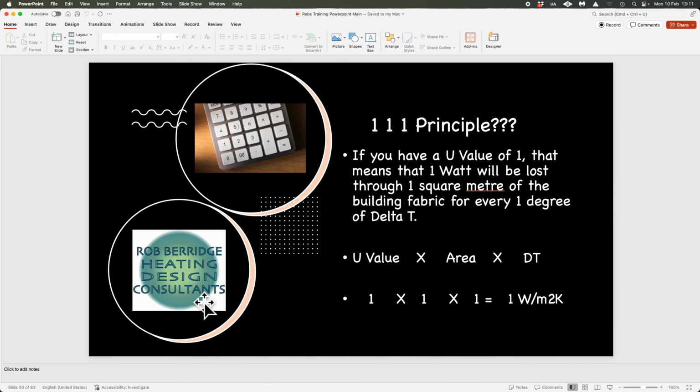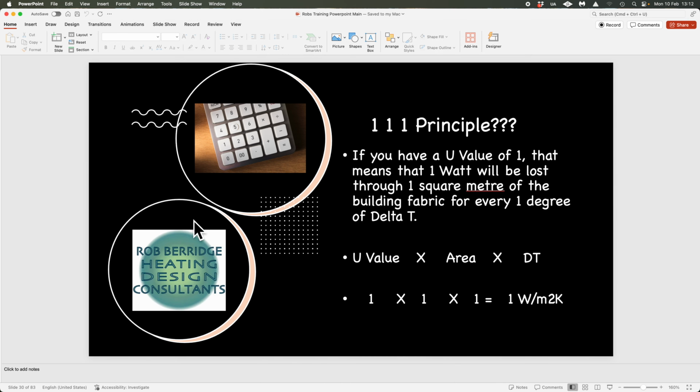What it means is, if you have a U value of 1, that means that 1 watt will be lost through 1 square metre of the building fabric for every 1 degree of delta T. Now delta T we'll come on to in a second, but what does it mean? Delta T means the difference in temperature between inside and out, or flow and return. If you've got a delta T of 10 for argument's sake, it would mean that your heating system would be 60 degree flow and 50 degree return. That's a DT of 10.